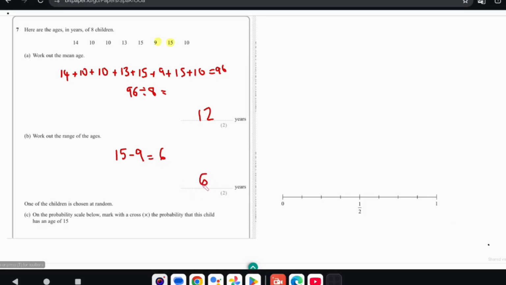On the probability, one of the children is chosen at random. On the probability scale below, mark with a cross the probability that this child has an age of 15. How many are 15? 2. 2 out of 8. I divide both of those by 2, I get 1/4. Half is here, a quarter is there.